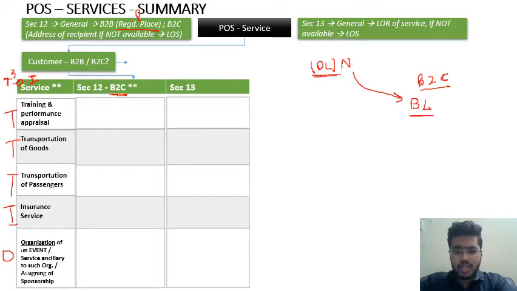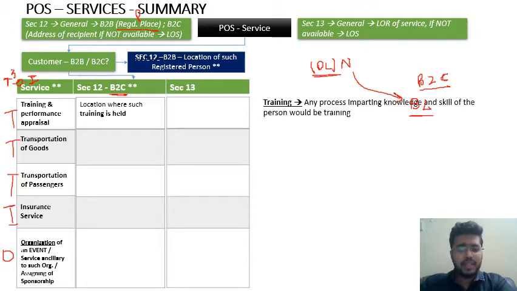Should he go to Delhi? Should he be in Bangalore? What does the provision say for section 12? Section 12 says the place of supply will be the location where such training is held, guys. So in our case, the training is held in Bangalore, right? Which is in Karnataka. So place of supply will be Karnataka.